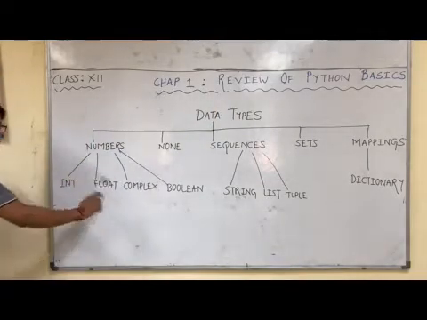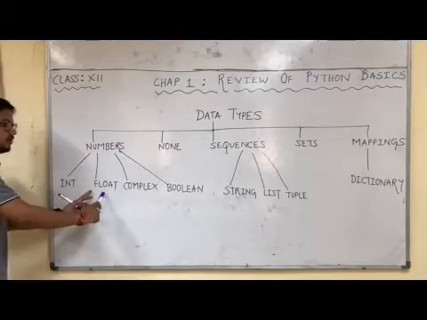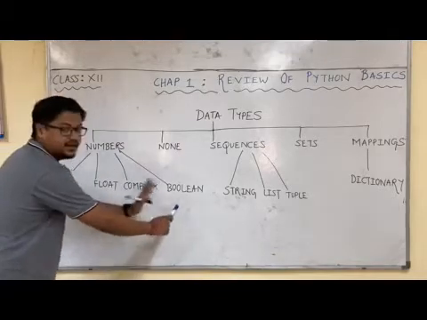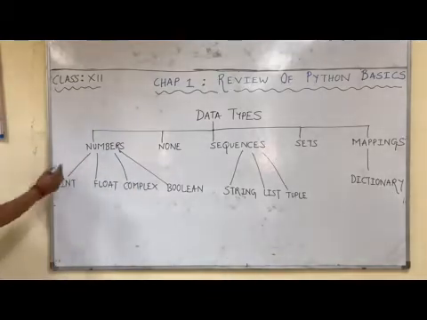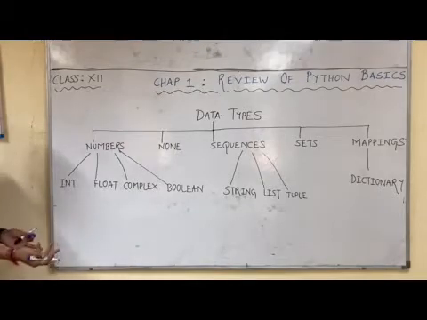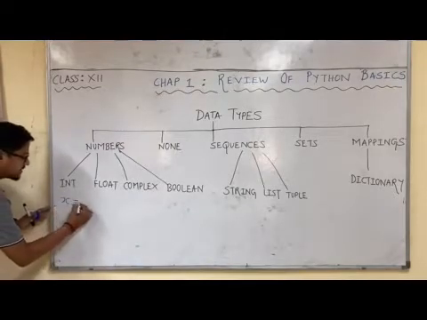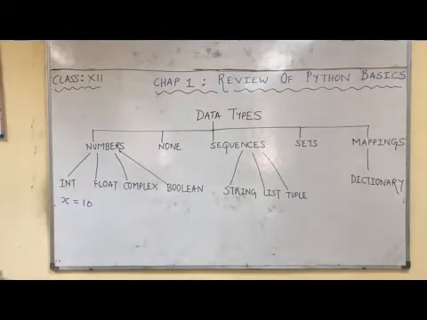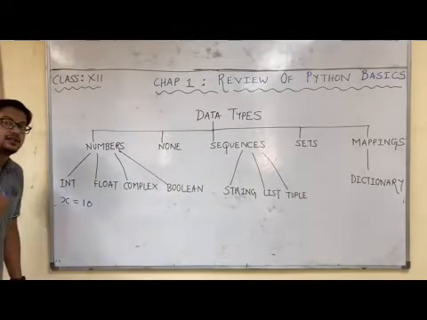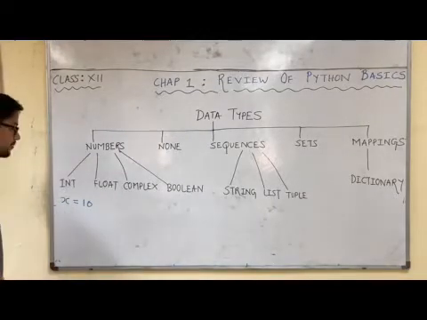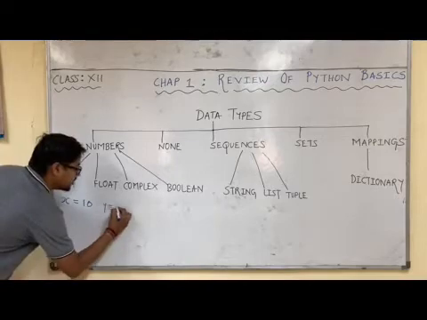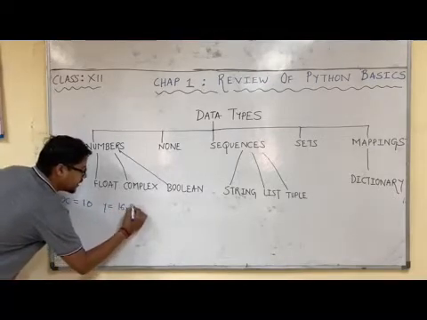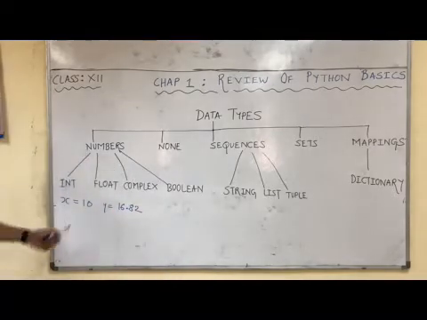Numeric data type has four subtypes: integer, float, complex and boolean. Now, integer is simple to understand. Suppose we are taking x equal to 10. That is an integer data type. Float means we are taking the decimal point, the floating point number. Suppose I am taking y equal to 16.82. This is a number of what data type?